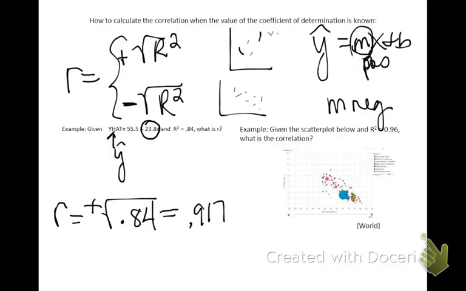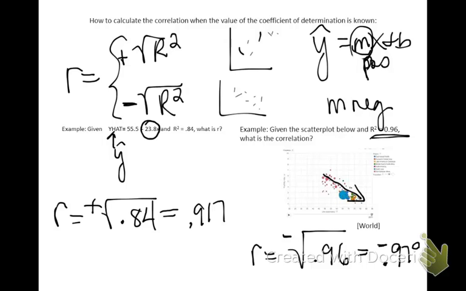Here's our second example. We have a scatter plot and a coefficient of determination of 0.96. We'll take the square root of this number, and looking at the scatter plot, there's an overall negative direction, so we'll make the root negative. That tells us that the correlation is negative 0.9798.